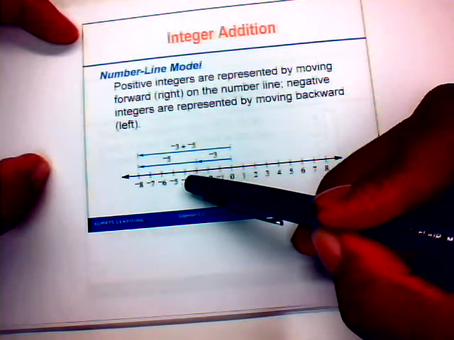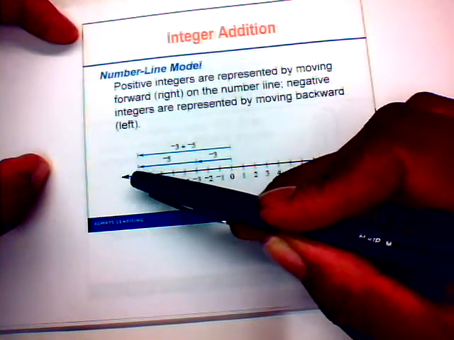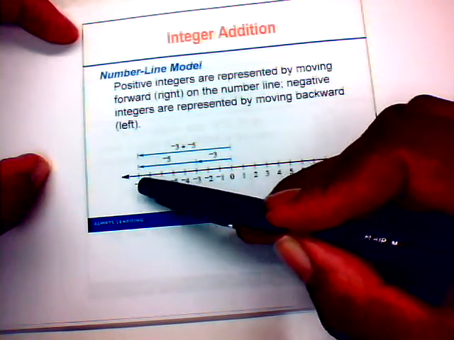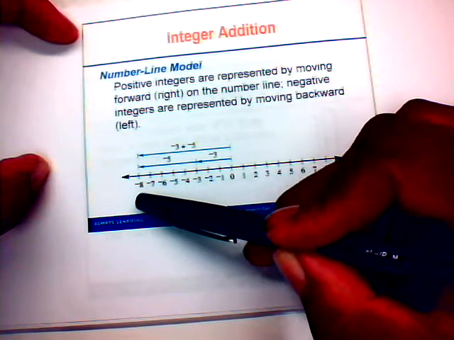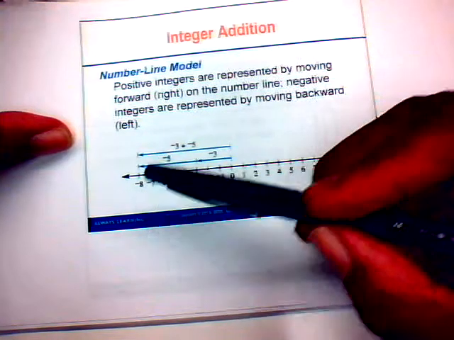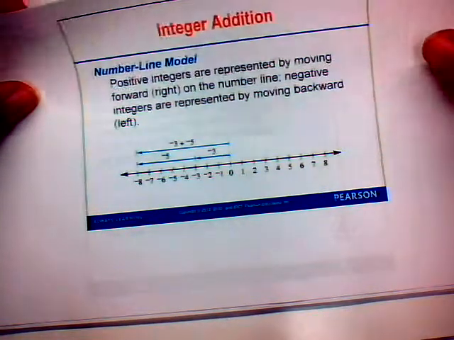So we go over 1, 2, 3, 4, 5 more places to the left. We'll end up at negative 8. So negative 3 plus negative 5 will equal negative 8.